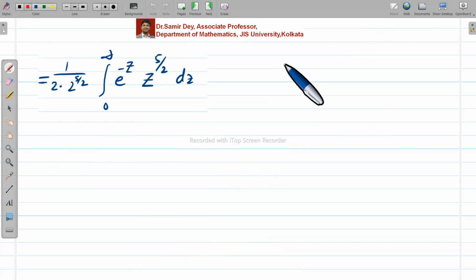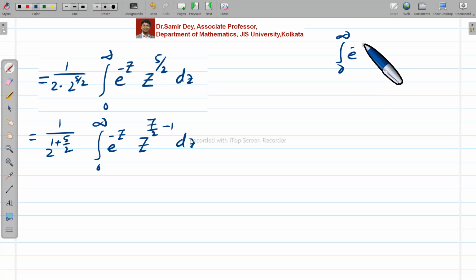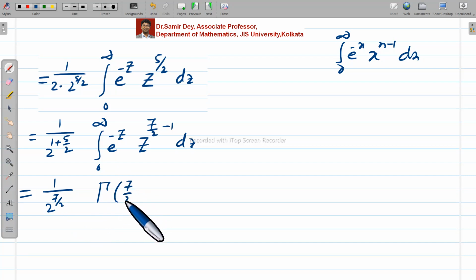n equals how much? 7 by 2. So from here you may write 1 by 2 to the power 1 plus 5 by 2, integral 0 to infinity e to the power minus z, and z to the power 7 by 2 minus 1 dz. So already you know the formula: integral 0 to infinity e to the power minus x, x to the power n minus 1 dx. Same form you have. So here you may write 1 by 2 to the power 7 by 2, and it is gamma 7 by 2.